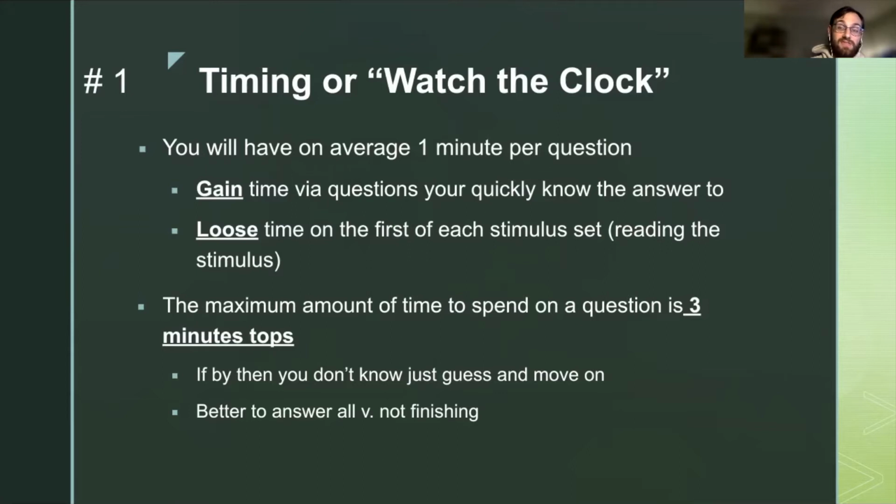You cannot take this test without a clock. Get a watch if you need to, but keep track of the time, especially for the 2021 digital exam, because you cannot go back. You cannot go back and finish a question later. You want to spend 3 minutes tops on a question. If you don't know it, after looking at it for like 3 solid minutes, just guess and move on. That is the best you're going to be able to do because it is better to answer all of the questions than not finish. Even if you're just not sure, sometimes you got to take a shot and hope for the best.